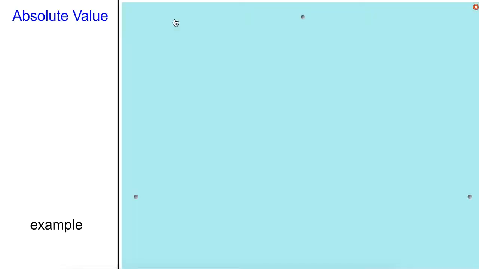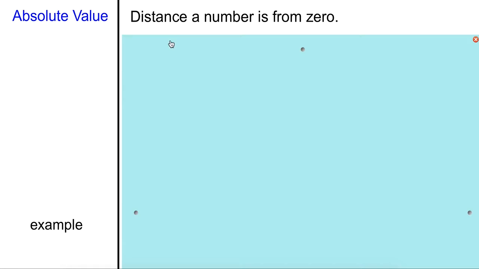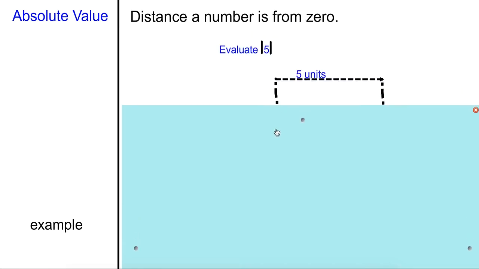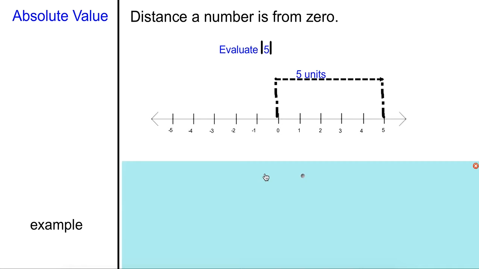Last part, absolute value. Absolute value is the distance a number is from 0. So this is the absolute value sign, like 2 little goalposts on the sides. So if you take a look at the number line, 0, and we want to go 5. 5 is 5 units away from 0, so the absolute value of 5 is 5.